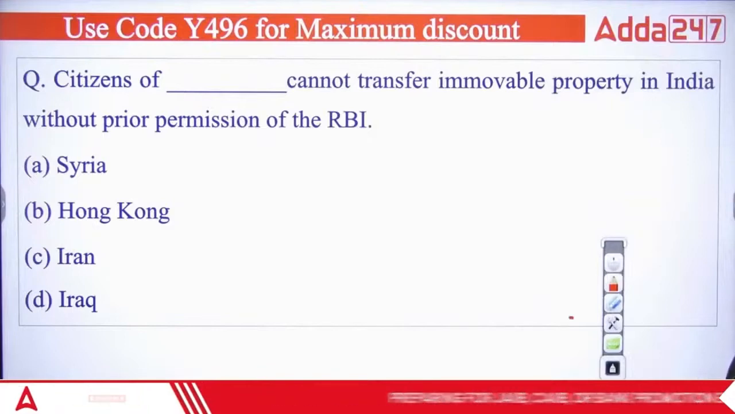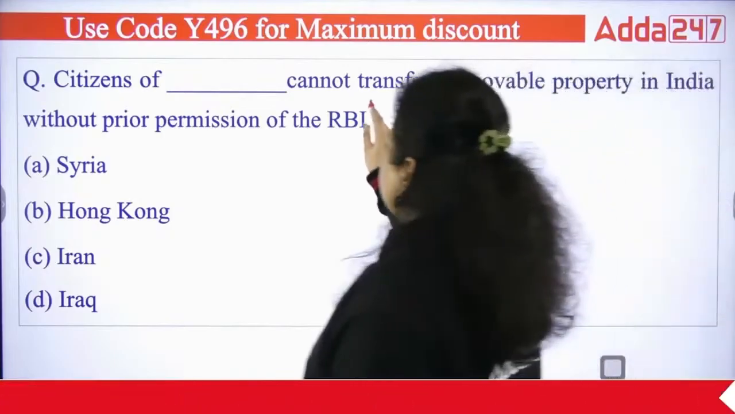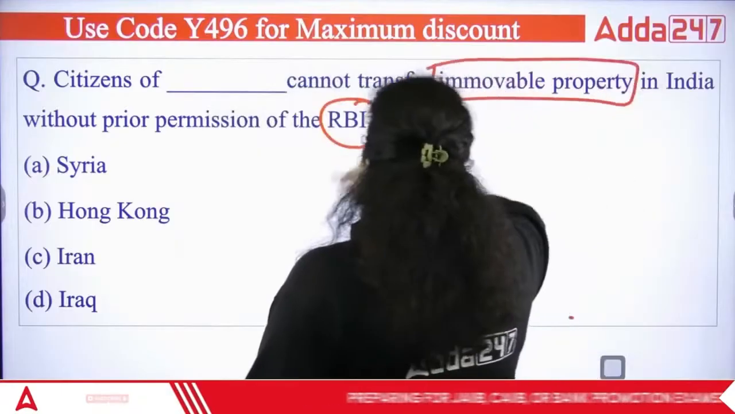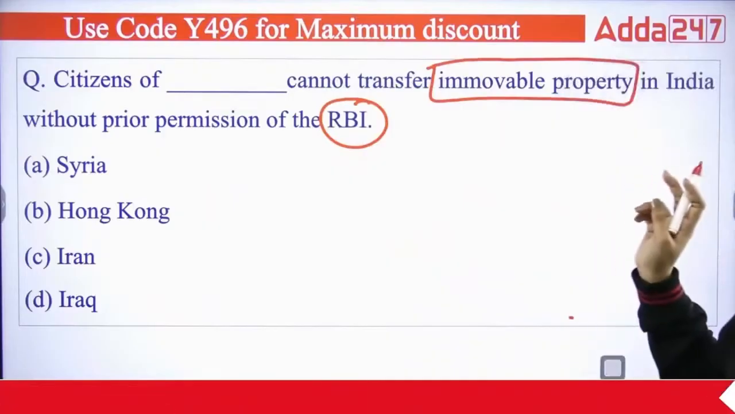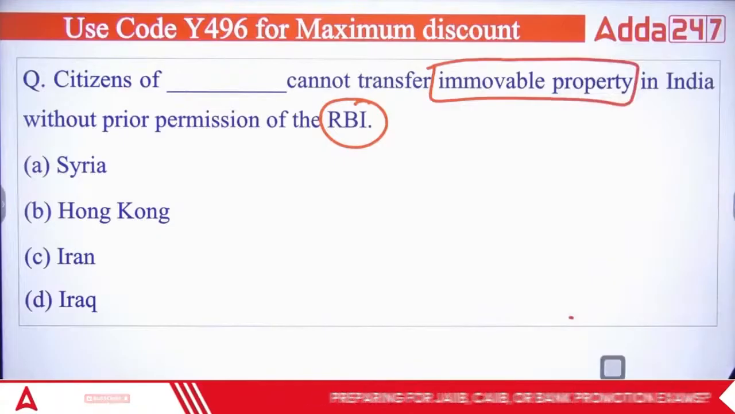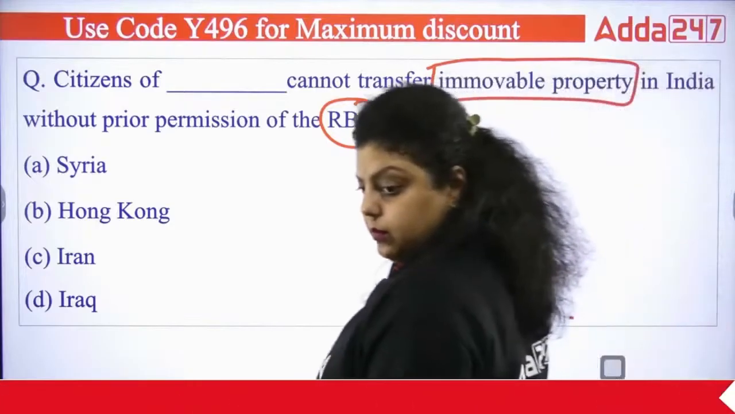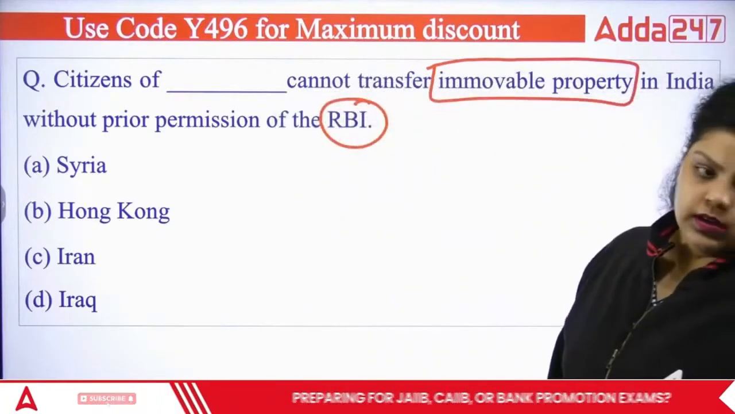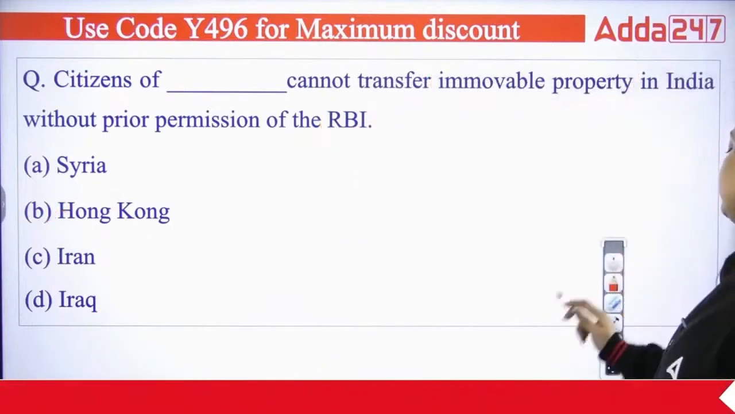Now, citizens of Dash cannot transfer immovable property in India without the prior permission of RBI. So, if you want to transfer immovable property, it will always be your land. It will be only done when RBI gives the permission. For which country? Syria, Hong Kong, Iran or Iraq? So, your right answer will be, okay. Right answer will be your B, Hong Kong. The RBI permission is mandatory there.